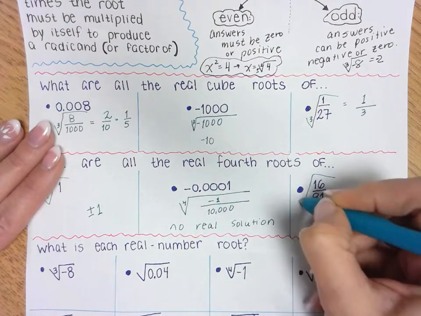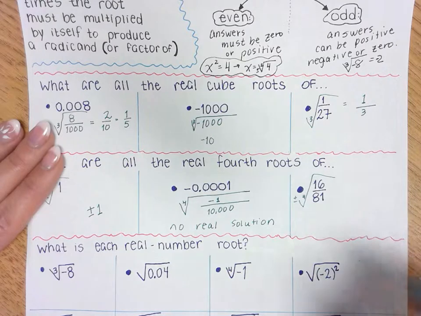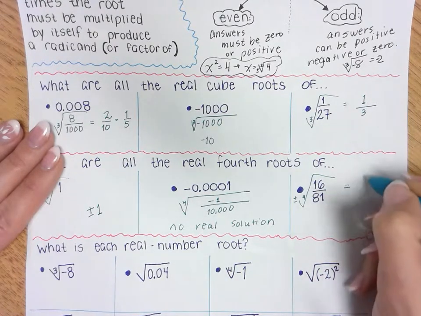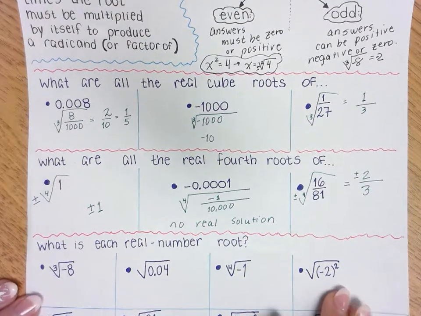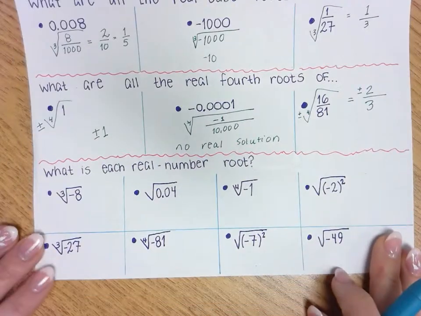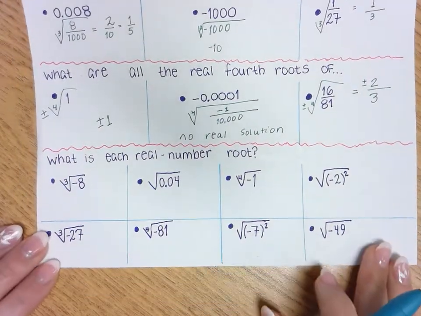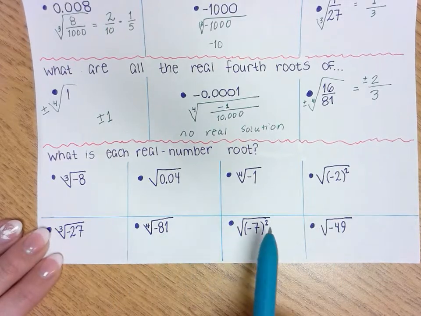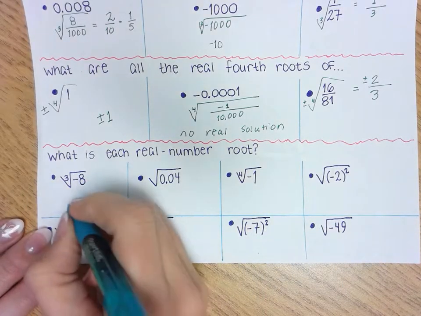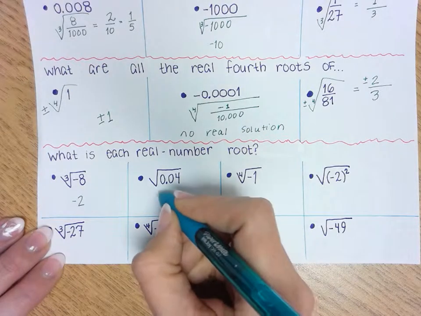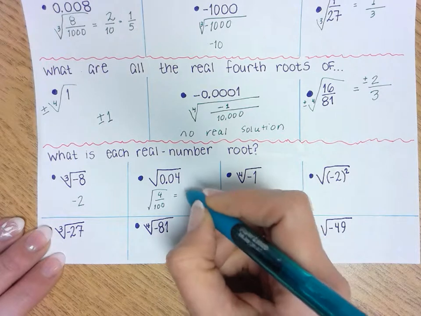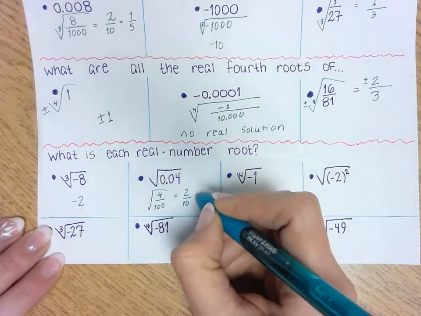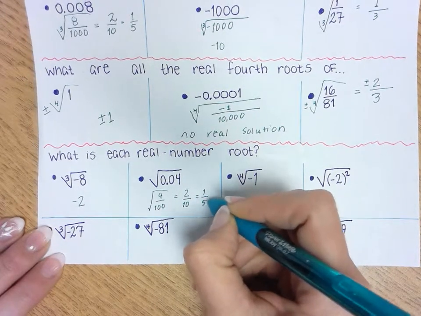Here, fourth root, taking it ourselves, plus minus out front. What times itself 4 times is 16? 2. What times itself 4 times is 81? 3. If you don't know these quickly, I definitely suggest making flashcards. Study them, know them. What is each real number root? I'm going to move a little quicker now. The roots are written, no plus minus. What times itself 3 times is negative 8? Negative 2. Change it to a fraction. 4 over 1,000. It's a square root. Take the square root of each thing. 2 over 10. Again, that equals 1/5.